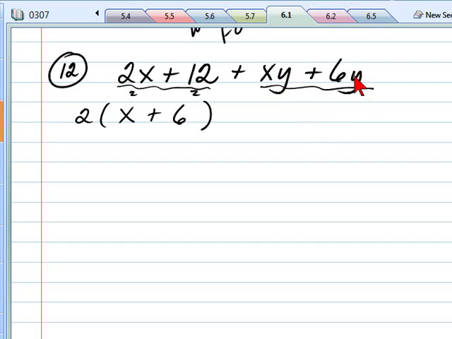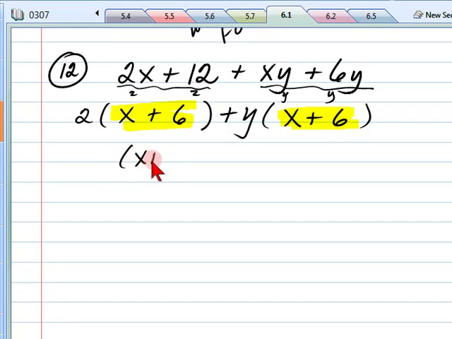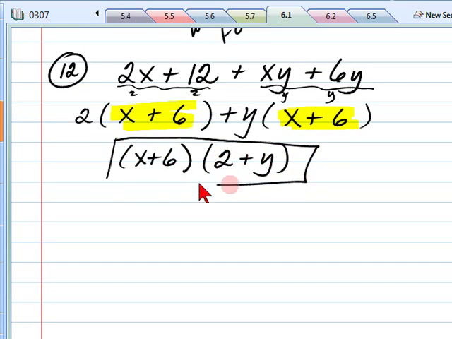What do you see as a common factor? Y. So if I factor out a y, I put plus y, I divide each of these by y, and I get x plus 6. It's kind of self-checking. I get the same binomial if I'm doing it correctly. So the common factor is x plus 6, times 2 plus y. Is that okay? You could check it with FOIL, but I'm not going to take the time to do that every time.